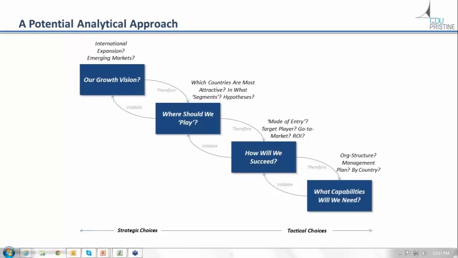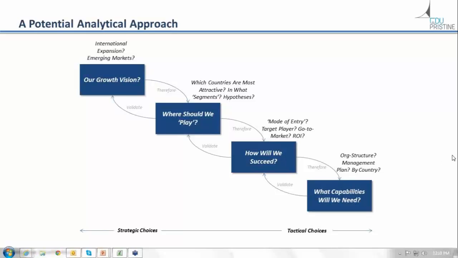So this is a very high-level framework, and the flavor is always different depending on the problem, the client situation, and the context that you're working on. But essentially, you're making high-level strategic choices on the left-hand side, starting from the company's vision, and then becoming more and more granular as you go to the right, making more tactical choices.